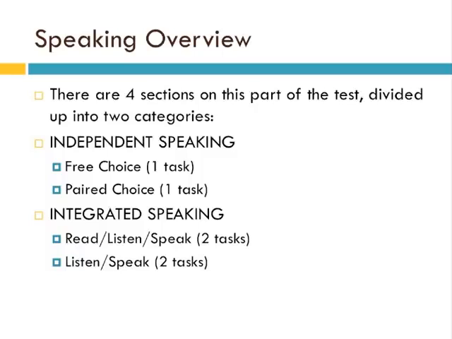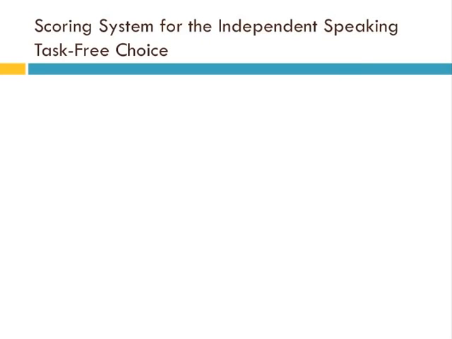Whereas on the integrated speaking section, there are 2 different tasks totaling 4, 2 from the read, listen, and speak category, and 2 from the listen and speak. And we'll be exploring those in a future video. And the total test time is around 20 minutes.